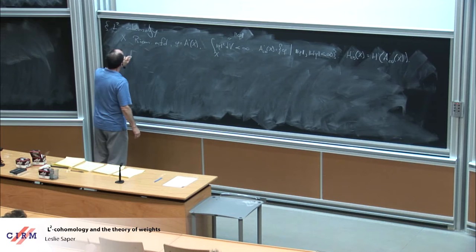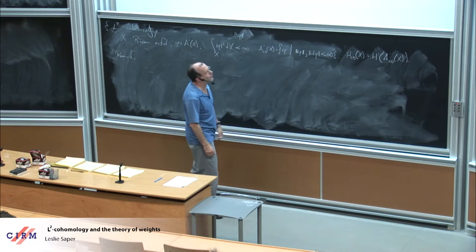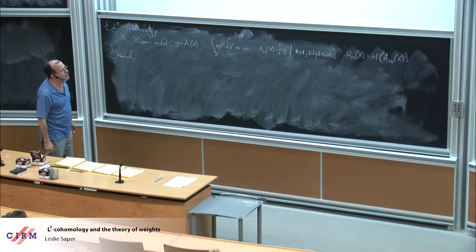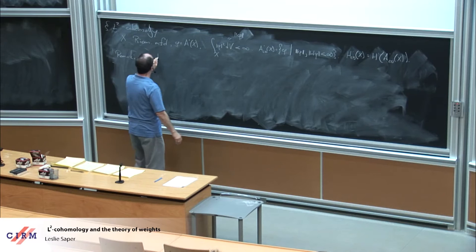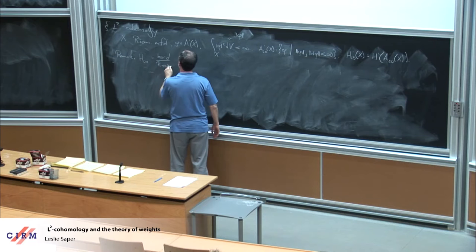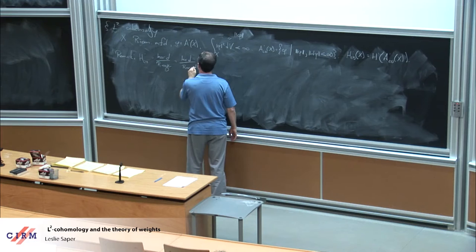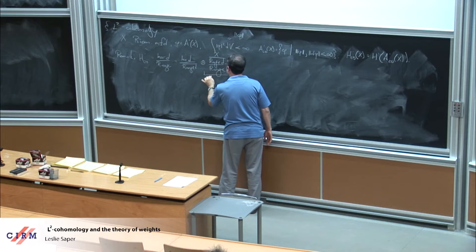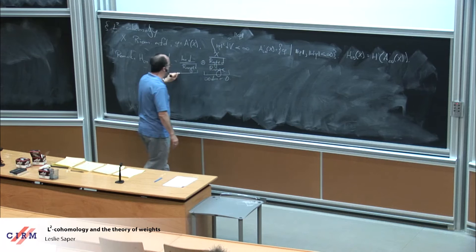Number one, you can pass instead of smooth forms to measurable forms or distribution forms, and you can extend D to, say, the maximal closed extension. Having done that, the L2 cohomology, which is the kernel of this extension of D modulo the range, I can rewrite as the kernel of D modulo the closure of the range, direct sum the closure of the range modulo the range. And so this term here is infinite dimensional, or hopefully zero. And this term, on the other hand, is represented by harmonic forms.